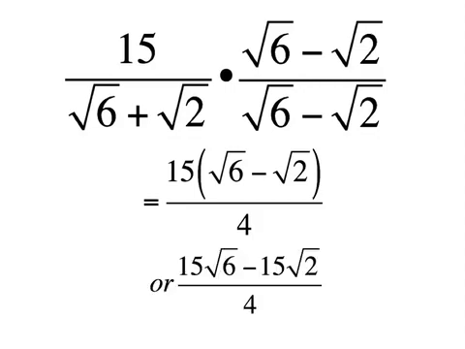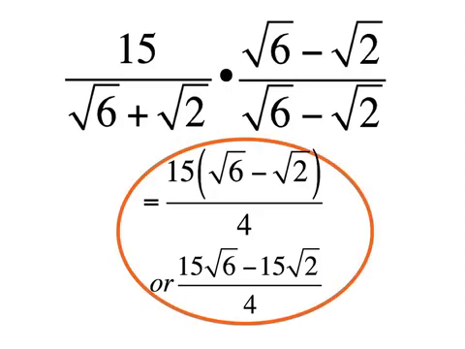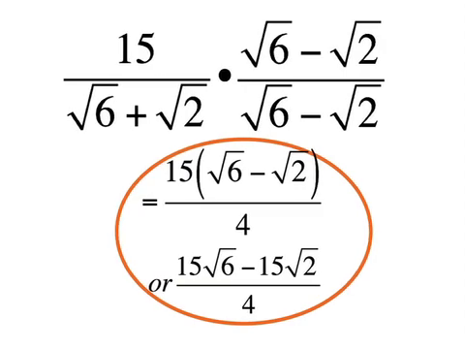And then, of course, you can multiply the 15 out, and I'll take the answer in either form. So the difference between the two problems was, in the first problem, it was 15 root 6 plus 15 root 2 over 4. And in our second problem that we're looking at now, the final answer is 15 root 6 take away 15 root 2 over 4.